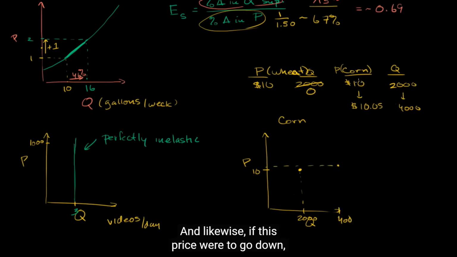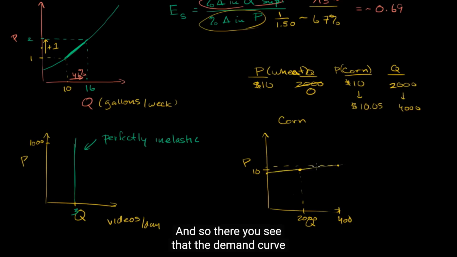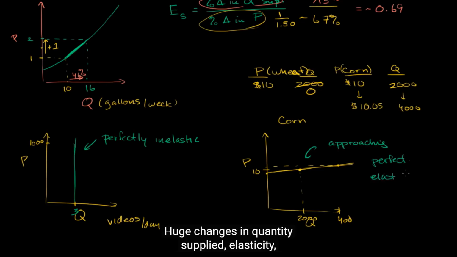And likewise, if this price were to go down, if this were to go to like $9.95, I would shift all my production to wheat and I wouldn't produce any corn. And so there you see that the curve is getting very flat. You can see, based on very, very small percent changes in prices, I have very large percent changes in quantity supplied. So this right over here is approaching perfect elasticity. Huge changes in quantity supplied for small percent changes in price.